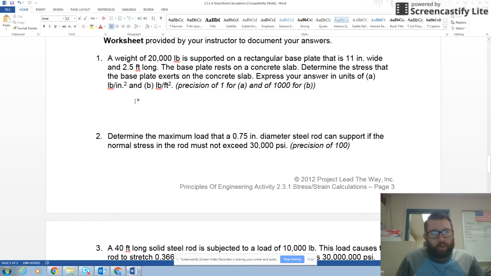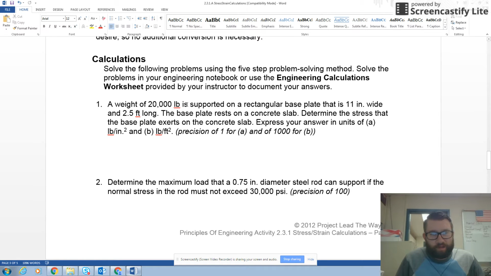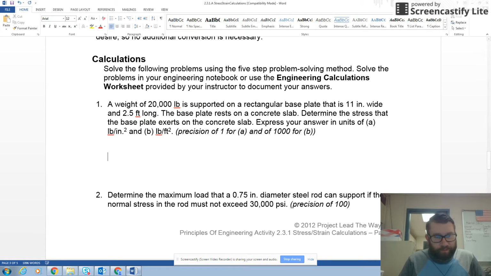So let's start with number one. It says a weight of 20,000 pounds is supported on a rectangular base plate that is 11 inches wide and 2.5 feet long. The base plate rests on a concrete slab. Determine the stress that the base plate exerts on the concrete slab. Express your answer in units of pounds per inches squared and then pounds per feet squared.